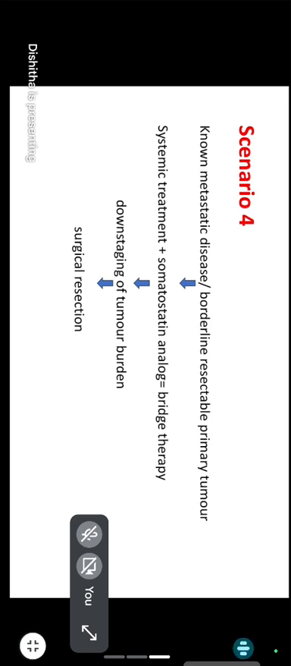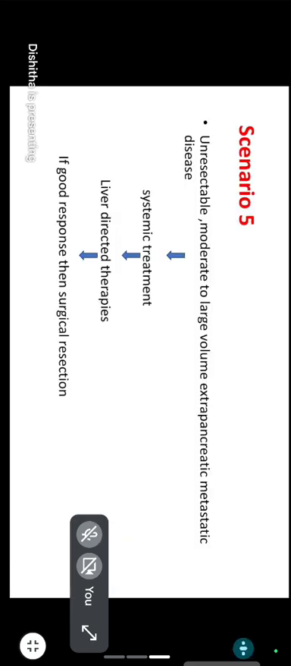In a patient who is known to have metastatic disease or a borderline resectable primary tumor, we first give systemic therapy along with the somatostatin analog. This is used as a bridge therapy to downstage the tumor, and then we plan for surgical resection. If it is unresectable or large-volume extrapancreatic metastatic disease, in that case, systemic treatment. After that, for the liver mets, we give liver-directed therapies. If there is a good response, only then do we plan for surgical resection, or else we continue with the systemic treatment.